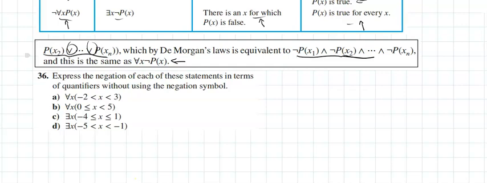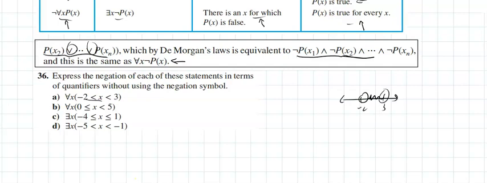Express the negation of each statement in terms of quantifiers without using the negative symbol. Well, okay. When you say for all x between -2 and 3, well, what's the negation of that? Wouldn't the negation of this be anything less than -2 or anything greater than 3? Isn't that how it works? Because they're saying this is all of them. So how do you write that?